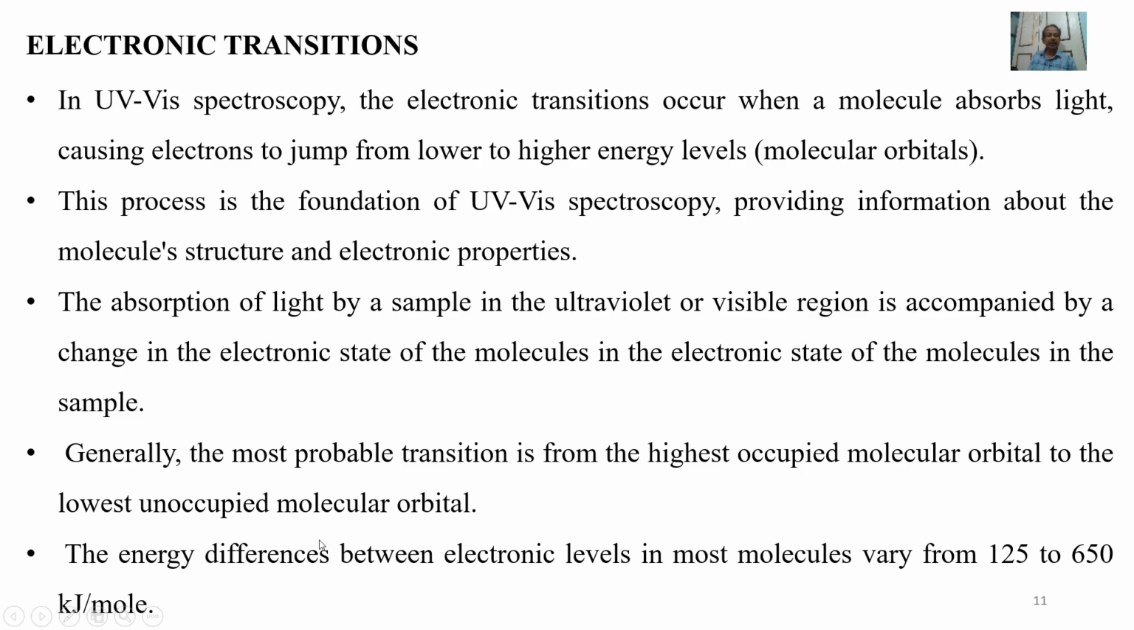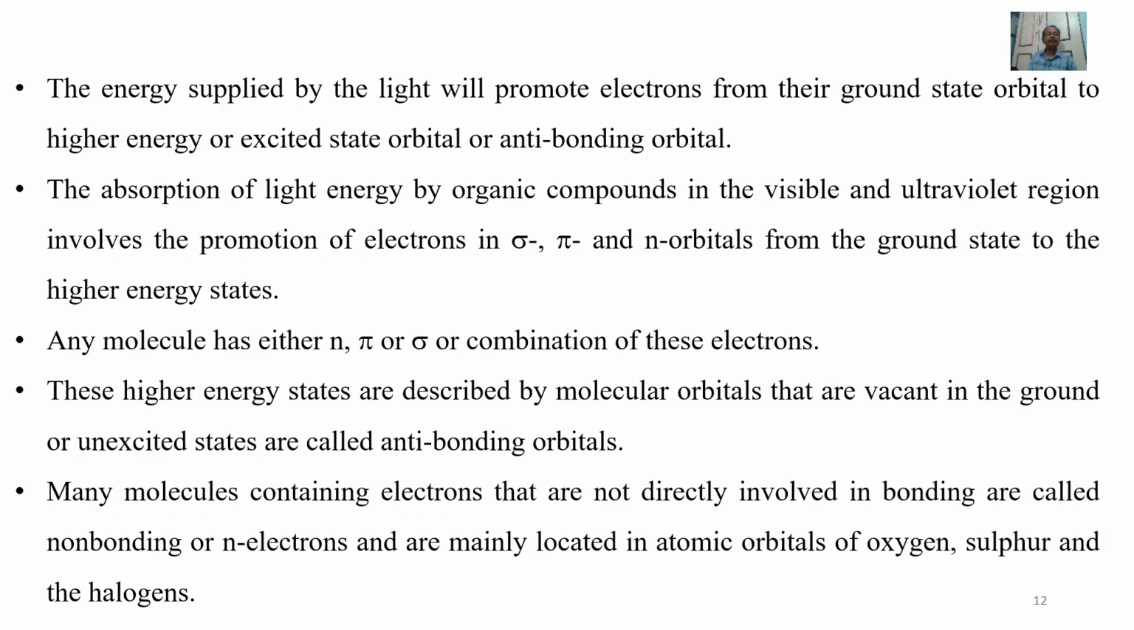The energy differences between the electronic levels in most molecules may vary from 125 to 650 kilojoules per mole. The energy supplied by the light will promote electrons from their ground state orbital to higher energy or excited state orbital or anti-bonding orbital.